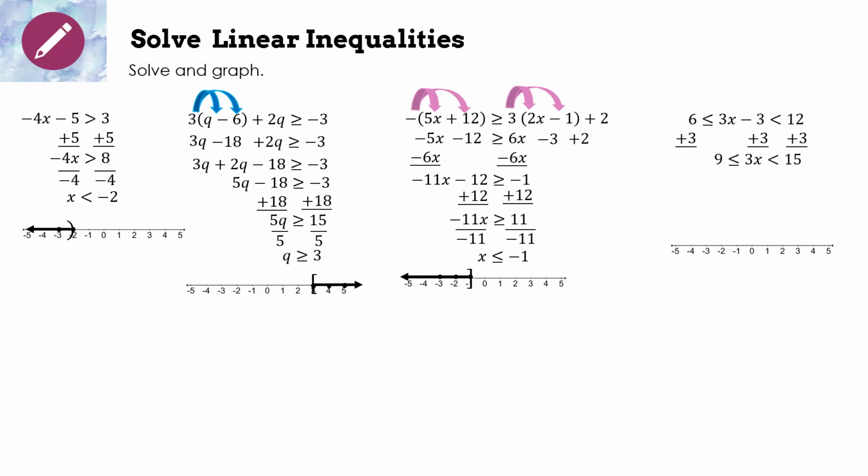Now we want x in the middle. So the opposite of multiplying is dividing. I'm going to divide each piece by 3. That gives us 3 is less than or equal to x is less than 5. This tells us x is between 3 and 5.